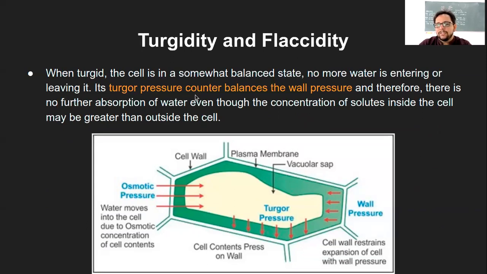Now its turgor pressure will counterbalance the wall pressure, that is the maximum balance. So when both of these balance, like the pressure which is put on the wall and the back pressure which is put on the cell content, that's when the cell will remain in its normal turgid state. And therefore, there is no further absorption of water, even though the concentration of solute inside the cell may be greater than outside. So in this balanced state, even if you put more solute concentration inside the cell or outside the cell, the movement will not happen because the pressure is balancing the movement of water at the end.